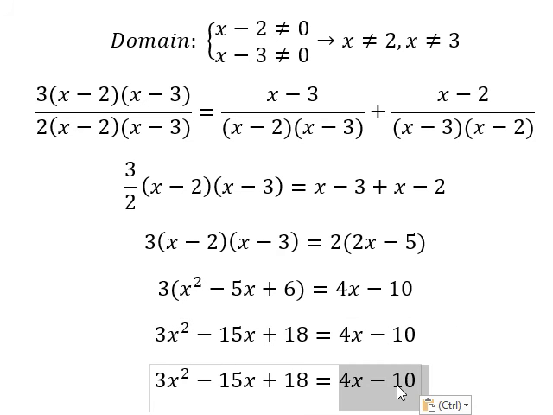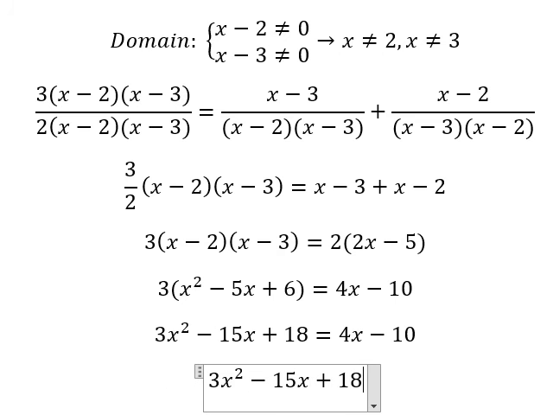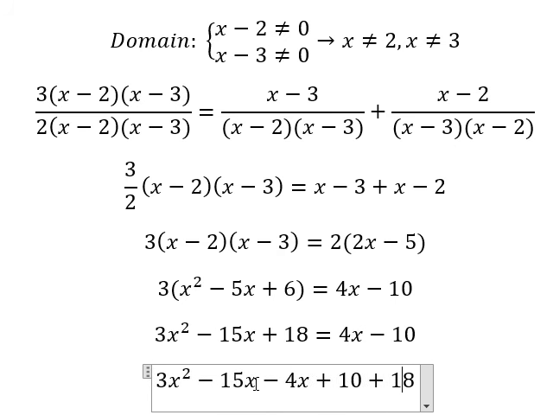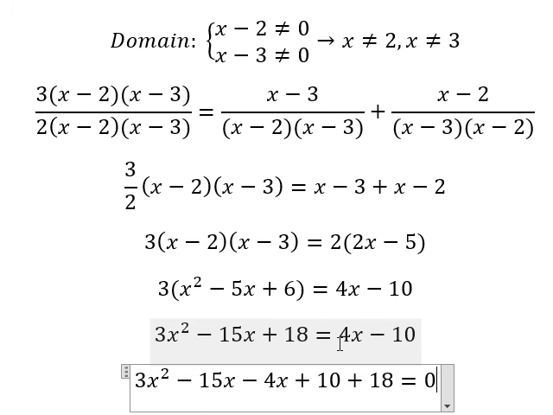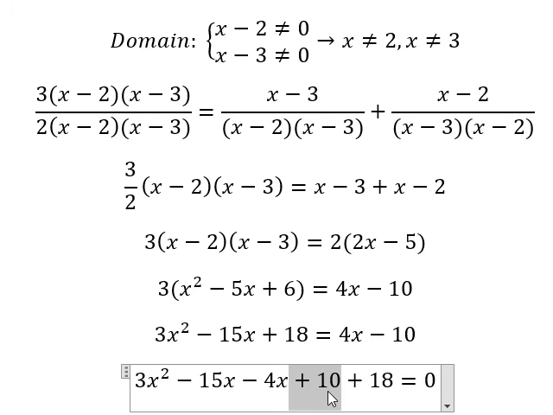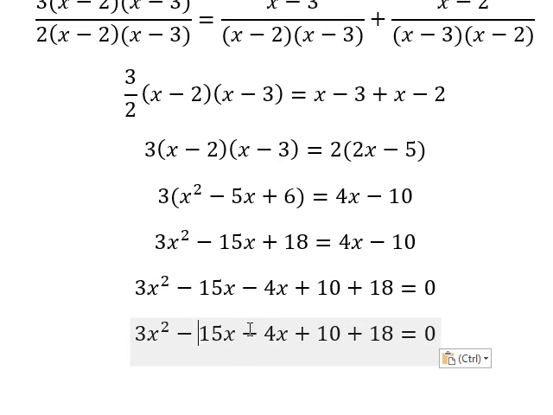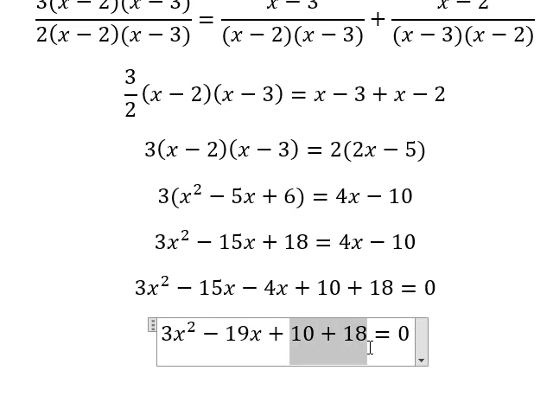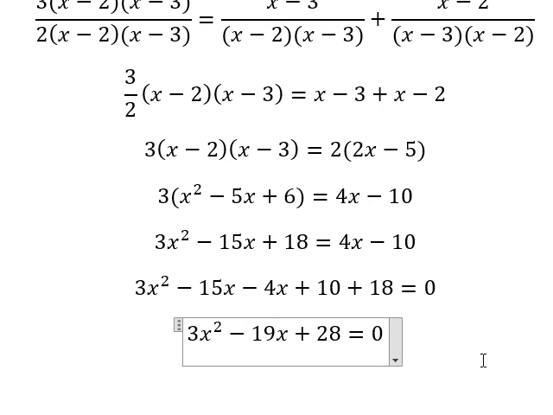So we put this one to the left. So for s we change it to negative 4s. Negative 10 we change to positive 10. This one we have 19s. This one we have 28.